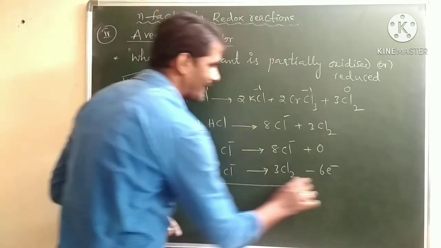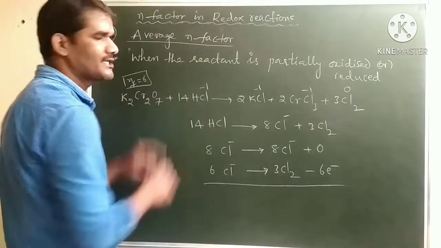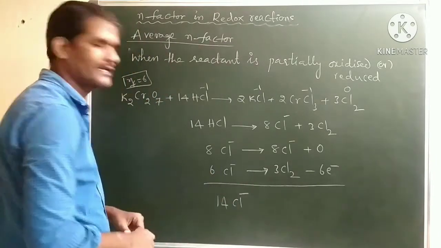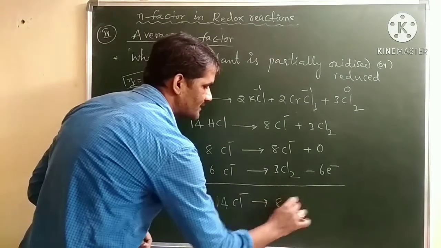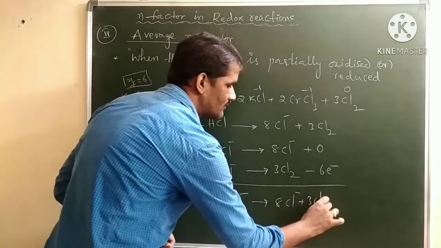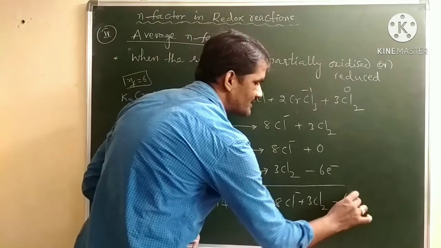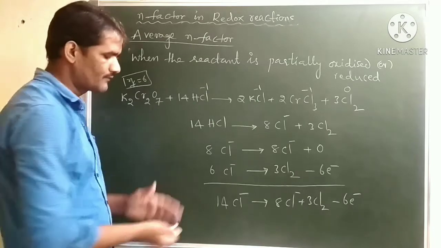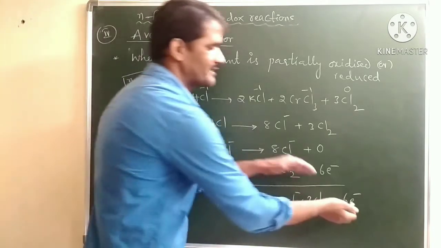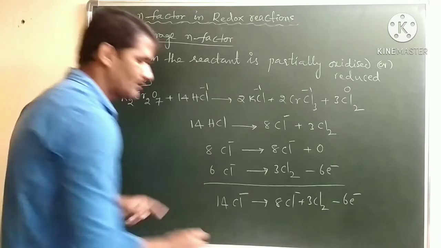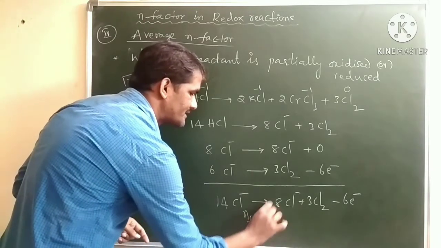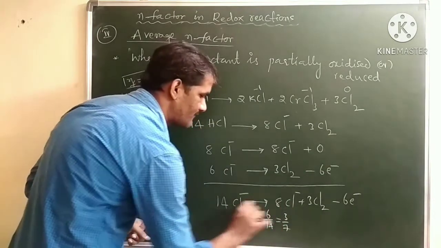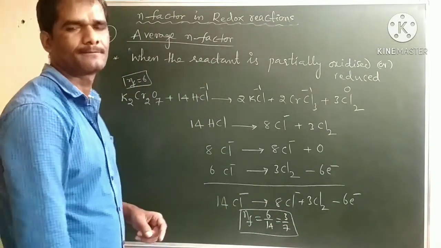So now the overall electron transfer for these HCl molecules: there are 14 HCl molecules, Cl minus, giving 8Cl minus and 3Cl2. The overall electron transferred is 6 electrons. But N factor is always per molecule. For 14 molecules we require 6 electrons, then per molecule we require 6 by 14. That is 3 by 7, which is the N factor for HCl here.